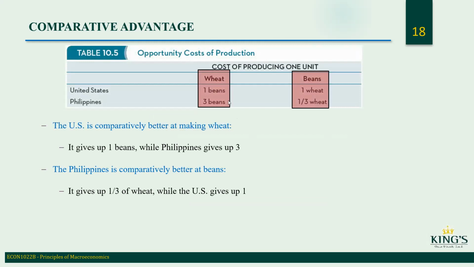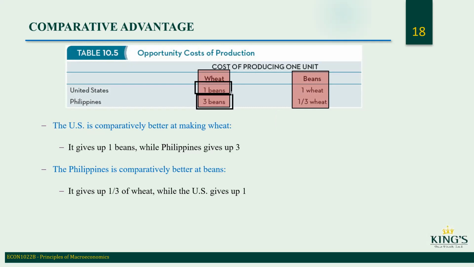So here, the US in this case is comparatively better at making wheat because it gives up 1 bean, while the Philippines gives up 3 beans for every wheat. So here it's like 3 beans per 1/3 wheat. So they actually did the calculation for us here.